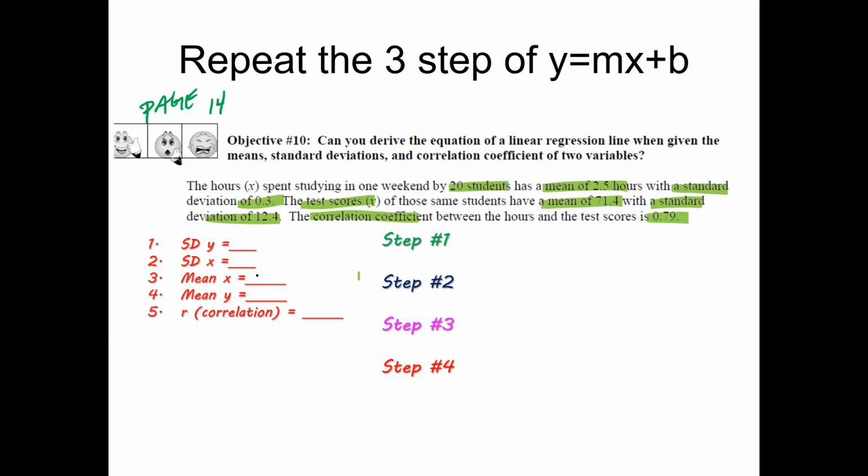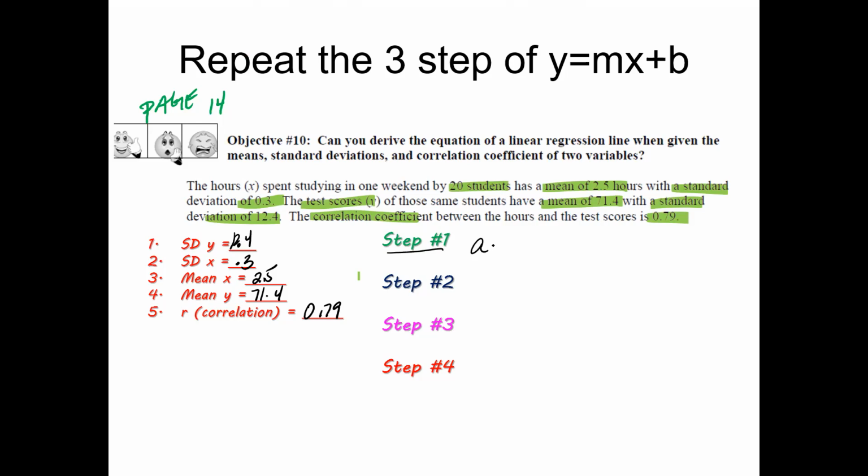So your X mean is 2.5 for the first test. For the second test, it is going to be 71.4. Your R correlation is 0.79. Standard deviation for X is going to be a 0.3. Standard deviation for Y is going to be a 12.4. Now that I have these components, let's go on to the first step.